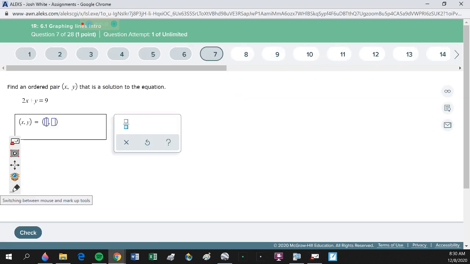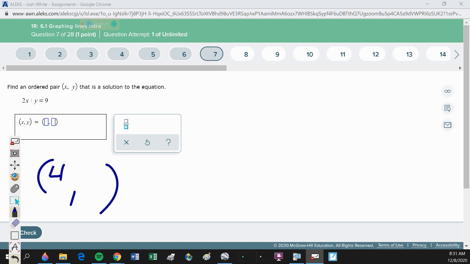Now this one you have to find your own ordered pair. You can pick any x or any y, and then you just need to find the other one. So let's say I choose my x to be 4. Then I just plug 4 in there and solve for y to get this answer.